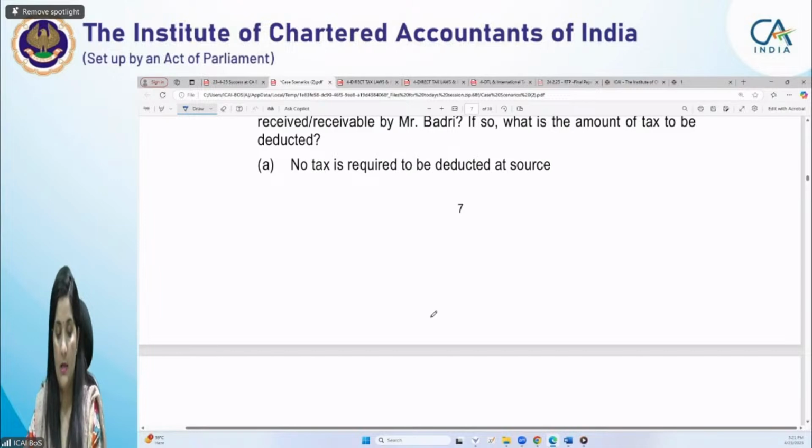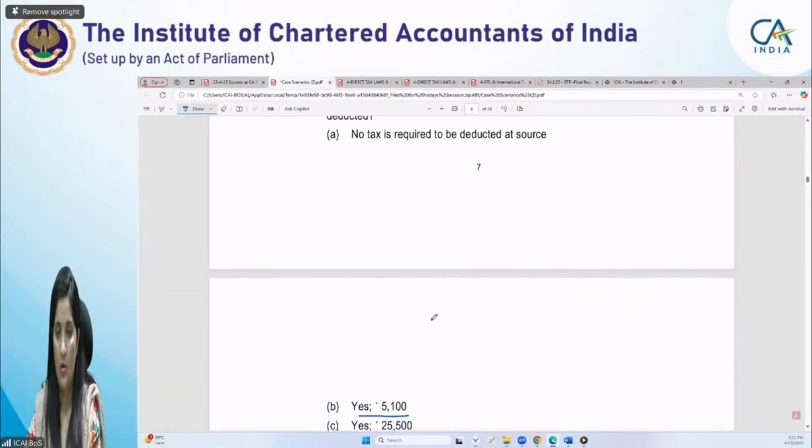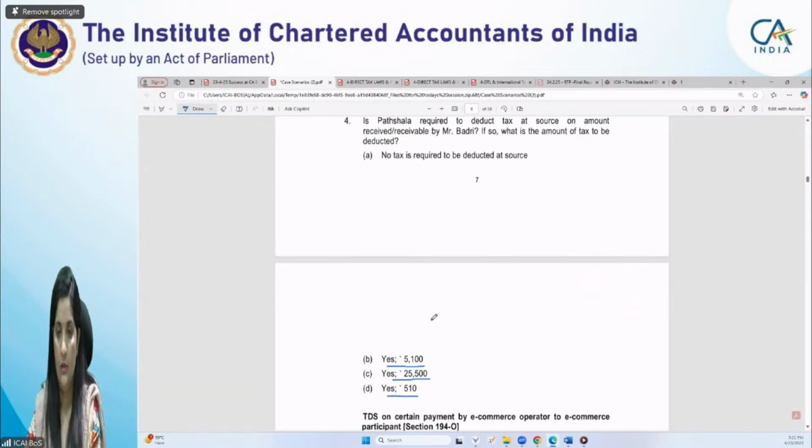I will do it a little bit small so that you can see all the options. Now all the options are given to you. Is Pathshala required to deduct tax at source on the amount received by Mr. Badri? If so, what is the amount of tax to be deducted? See, let's revise the provision once, just quickly revise the provision of 194O.